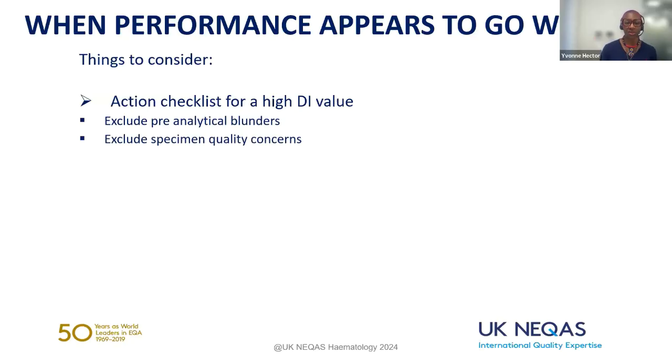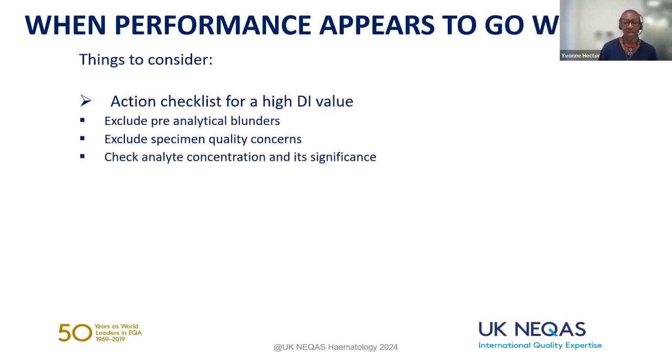We also want to look at excluding any specimen quality concerns. So we can go back and look at our data, making sure that everything was all right in terms of our material processes. We might also ask participants to clarify and verify how they've stored the samples, how they've run them, and if they've run them as per our instructions.